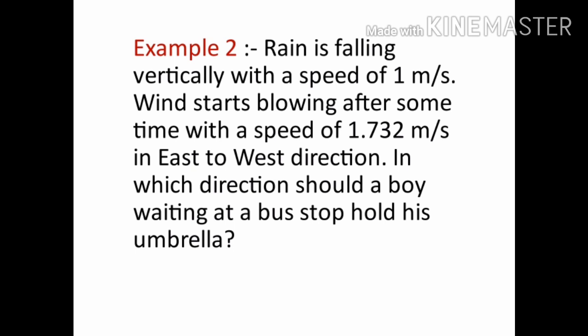And in a similar way, example 2. Rain is falling vertically with a speed of 1 meter per second. Wind starts blowing after some time with a speed of 1.732 meter per second in east to west direction. In which direction should a boy waiting at a bus stop hold his umbrella?